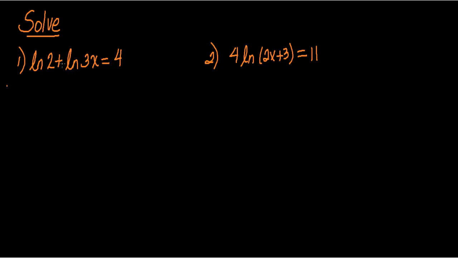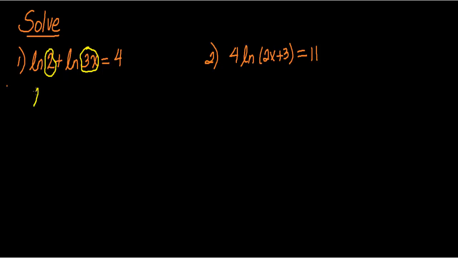Whenever you see an addition of logs and the logs have the same base, we can use the product property of logs. That means we take the arguments, just the argument parts, and we multiply them. That's what the product property of logs says. You take the arguments and multiply them together, and you turn these two logs into a single log.